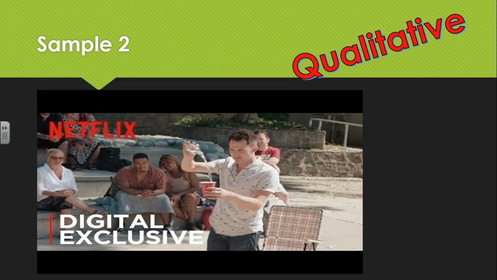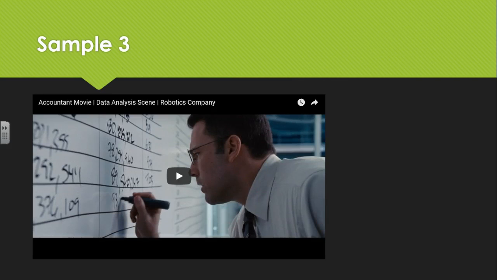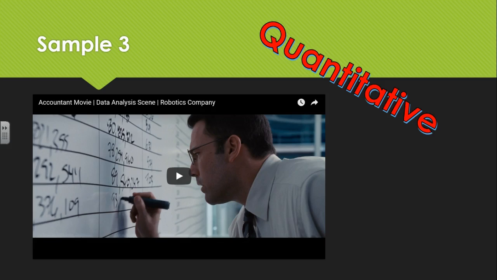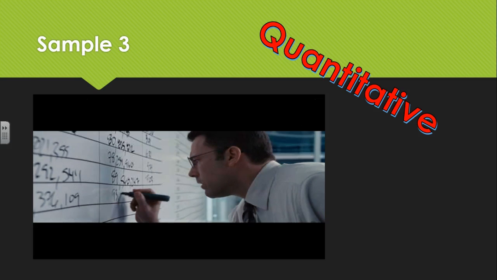All right, moving on to sample number 3. Again, pause the video, click the link down below, and tell me whether this is an example of quantitative or qualitative research. All right, this is quantitative research, okay? As you can see here, he is conducting research based on hard data, okay? So this comes from the movie The Accountant, where they're looking at simple data, trying to figure out what they should do next, how they can go about and be productive moving forward. Quantitative versus qualitative research. The hard data is present here, the quantity. This is going to be quantitative research, okay?